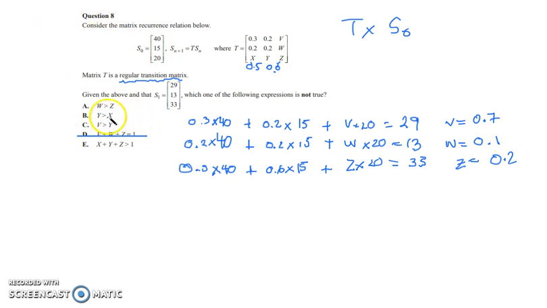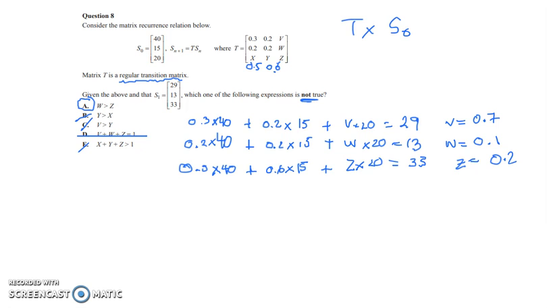So now what we need to do is look at these options and work out which one is not true. So w is greater than z. So 0.1 is greater than z, which is 0.2. So that's incorrect. So that one is not true. And then once again, we don't need to worry about going through those because we know that they're not true. You can check them if you want. x plus y plus z, so 0.5 plus 0.6 plus 0.2 is greater than 1, which is true.